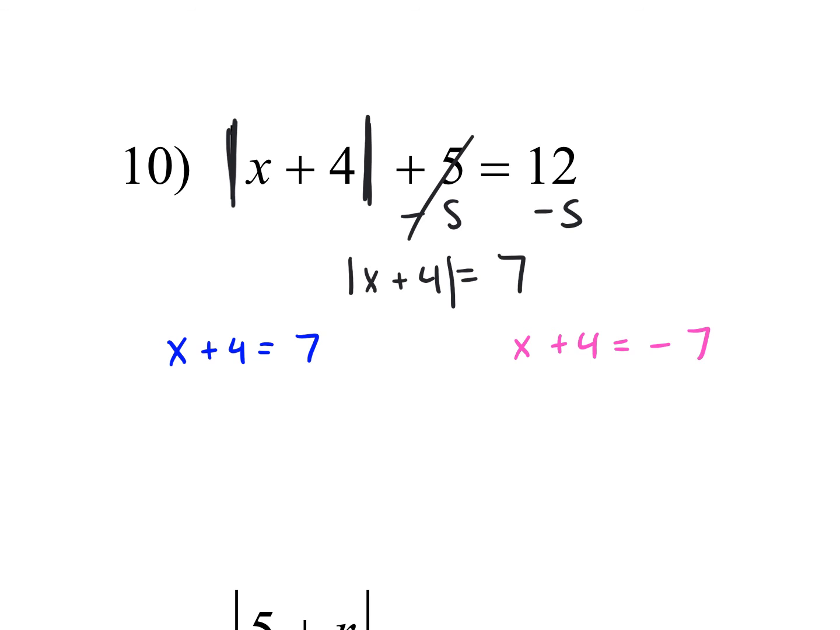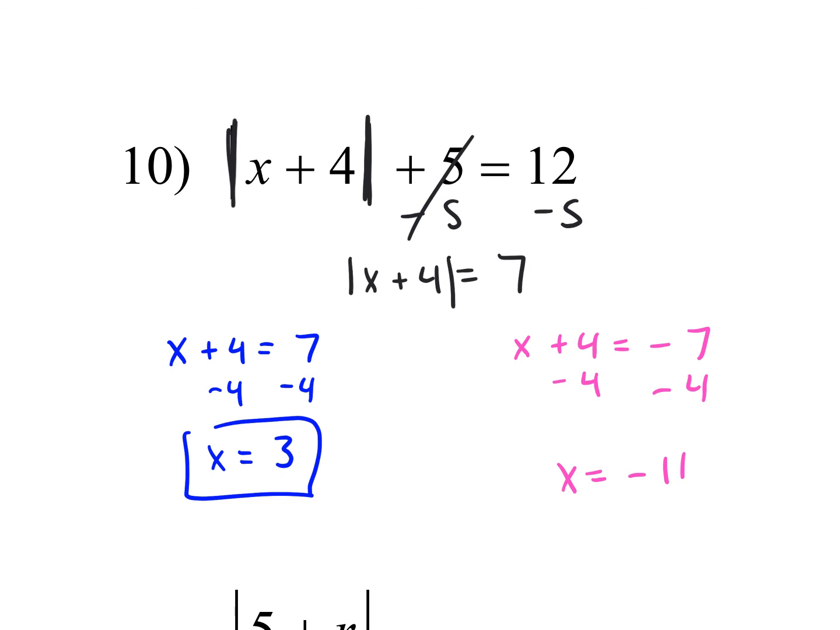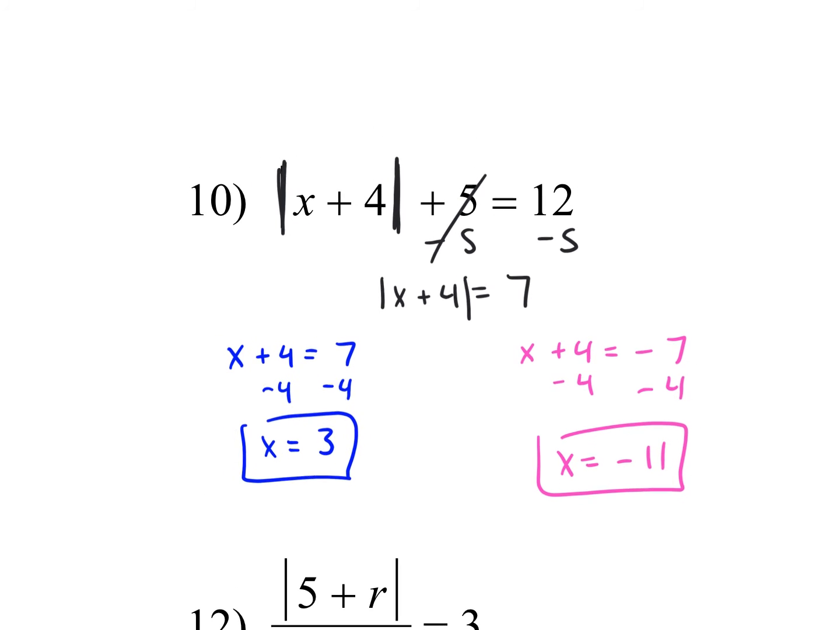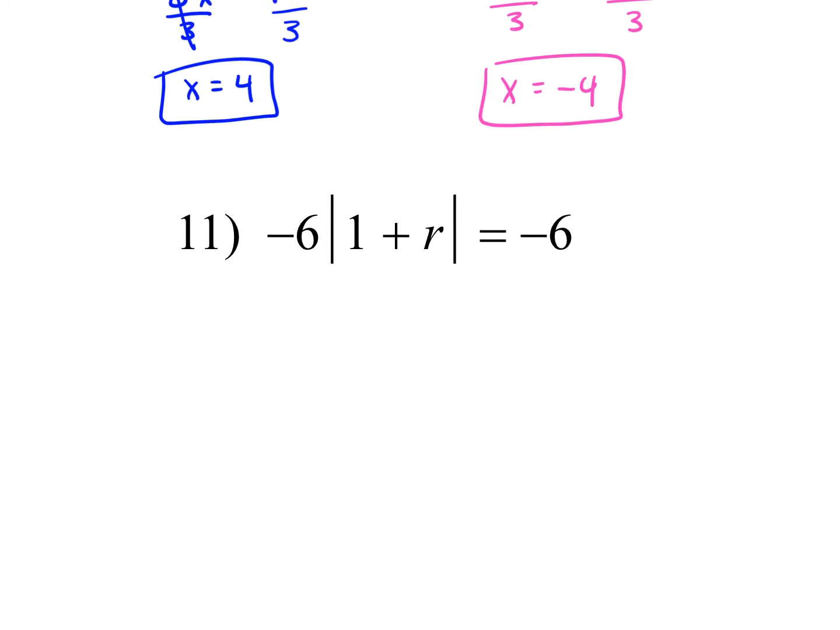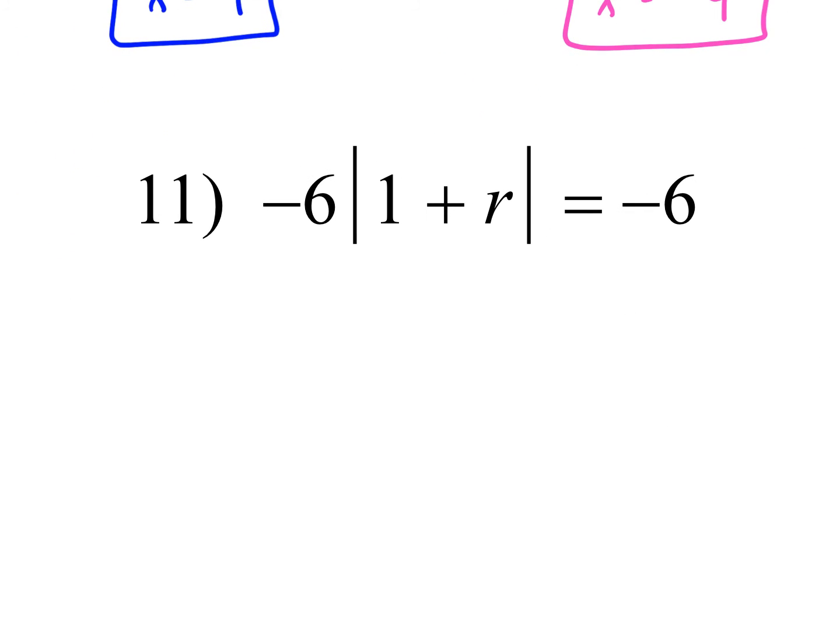How do I solve the blue equation? Subtract 4 on both sides, so x is equal to what? 3. And then in my second equation, what should I do? Subtract 4, so x is equal to what? Negative 11. Awesome, so these are my two answers. Any questions here? Alright, let's do number 11.